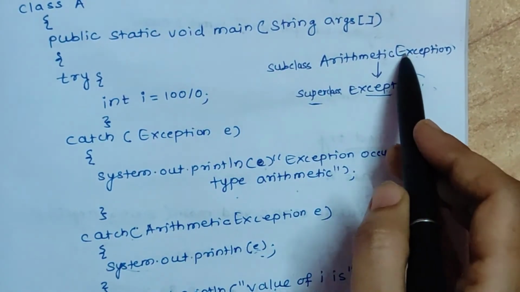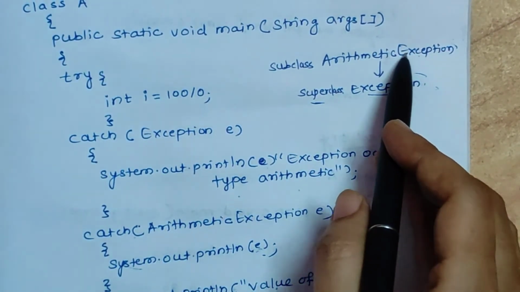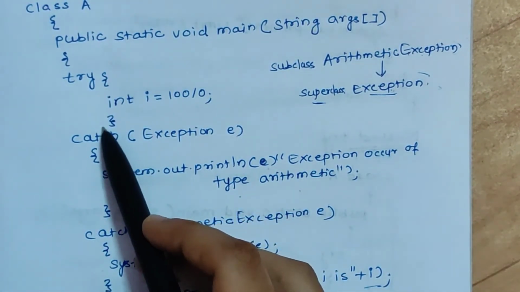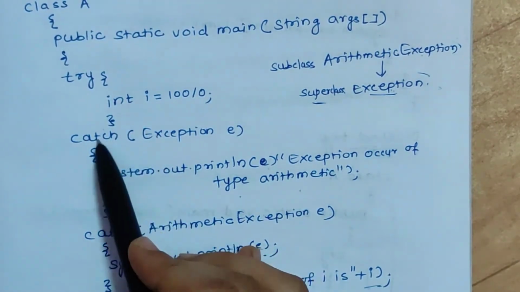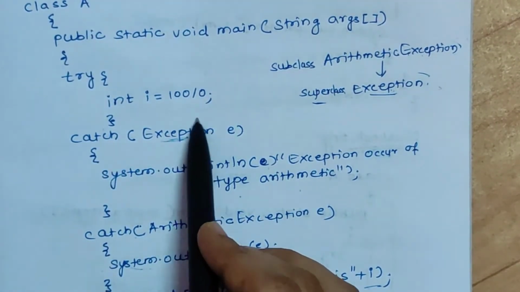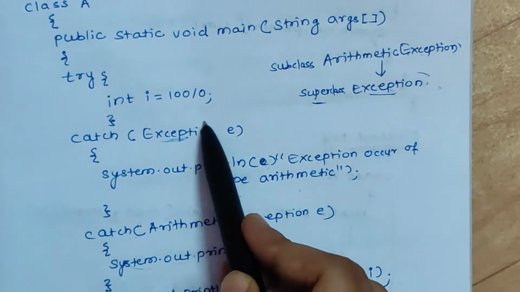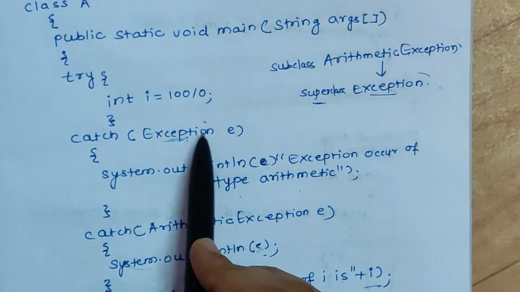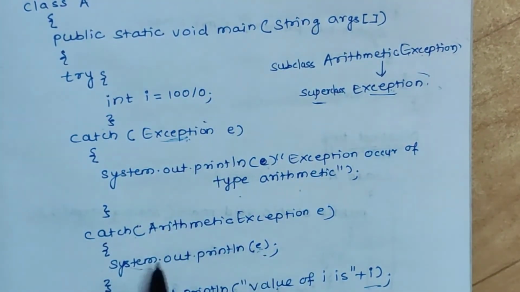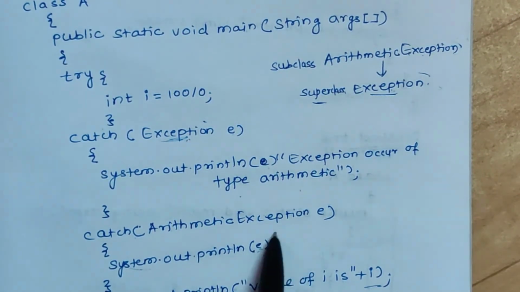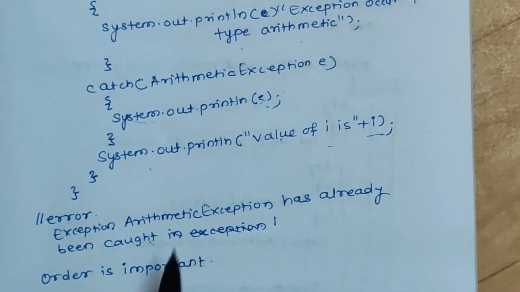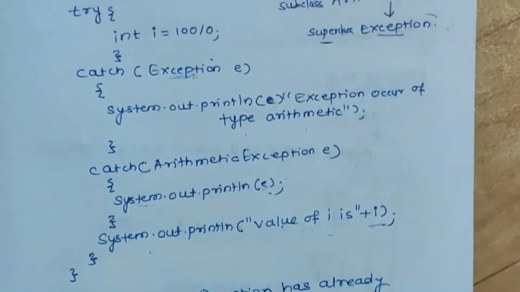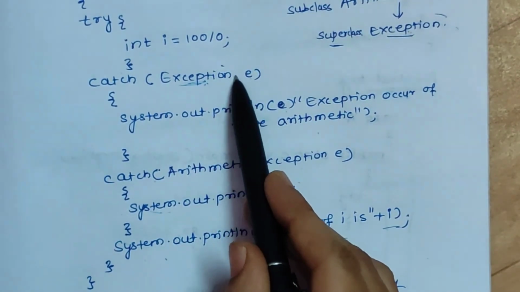So whenever you don't know what kind of exception may occur in the code, in that case you can simply catch the exception with the help of this Exception class. There is no need to specify the subclass. And here what we have done is we have written the first catch block with Exception and the second catch block with ArithmeticException. So it will give you an error. The error will be that arithmetic exception has already been caught. That is, this exception will be caught by the Exception class.